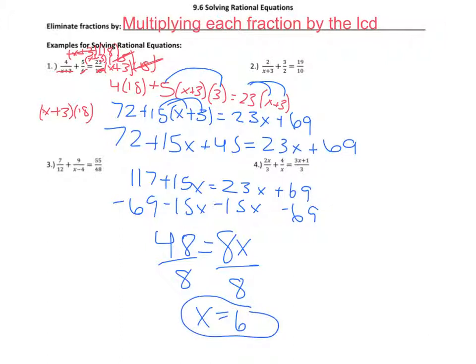And I'm actually going to do 2, 3, and 4 on separate slides, since these are going to take up a lot of room. Alright, so let's take a look at number 2. We have 2 over x plus 3 over 2 equals 19 over 10.